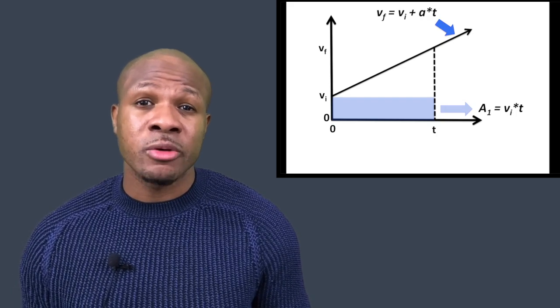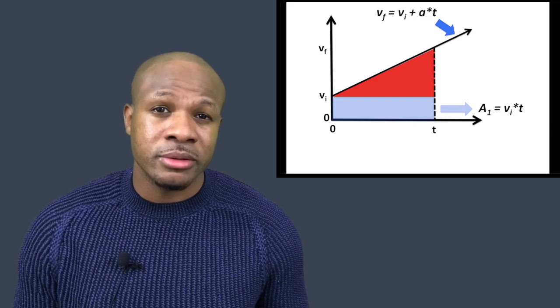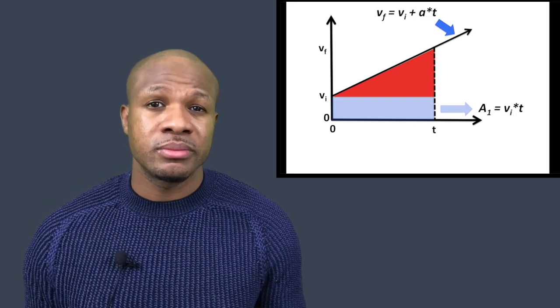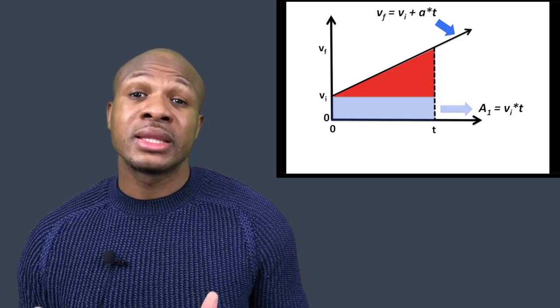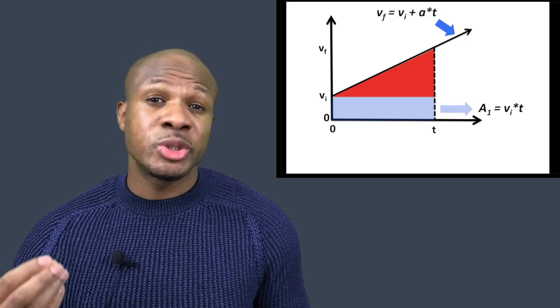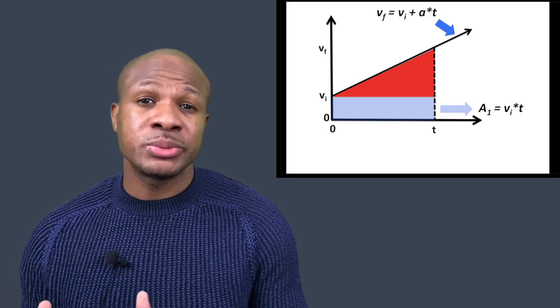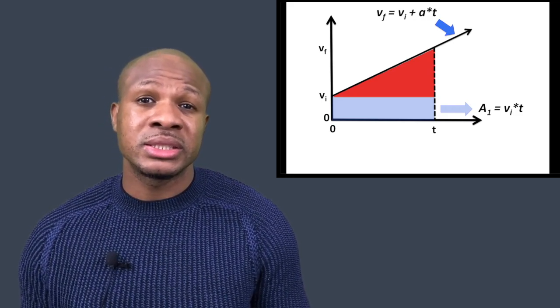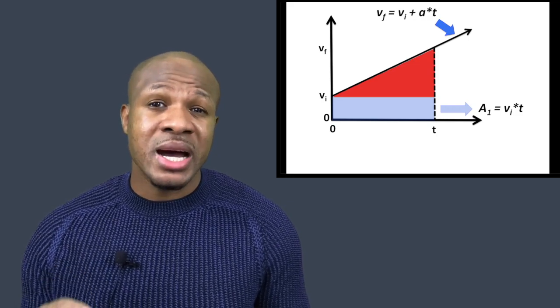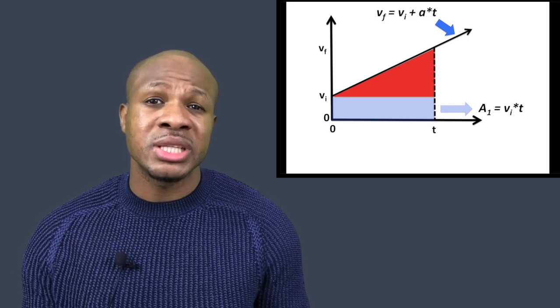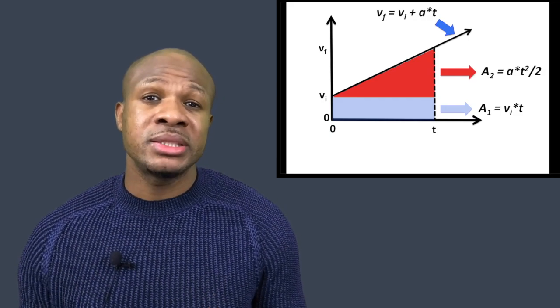On top of the rectangle, we have a triangle left over. The area of a triangle is 1/2 the area of a rectangle. We do 1/2 the base times the height. The base goes from 0 to t, and the height now is the difference between v final and v initial. And of course, from our equation, the difference between v final and v initial is the acceleration times time. So the area of this triangle is going to be 1/2 the base, which is time, times the height, which is acceleration times time, which will give us 1/2 a t squared. So that's a t squared over 2.